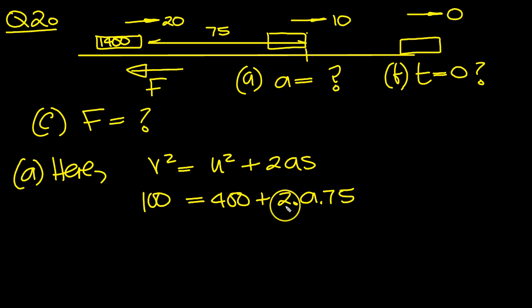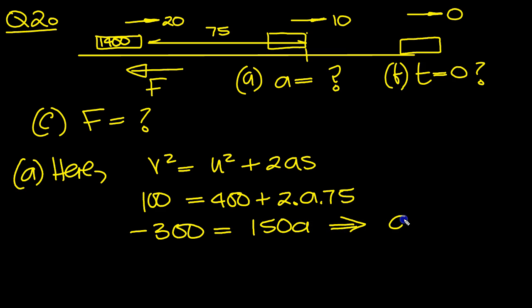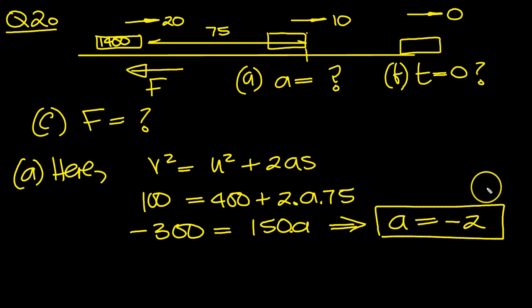So here, what have we got then? We've got move the 400 over here to minus 400. 100 take away 400 is minus 300. And 2 times 75 is 150 lots of a. So that tells us then, move the 150 from times down to divide. 300 over 150 is 2. So it's minus 2. So the acceleration is minus 2 meters per second squared as units. So that's what we've got there then.